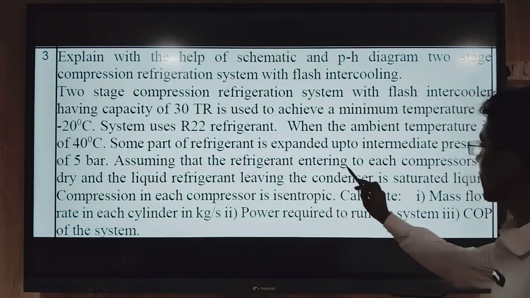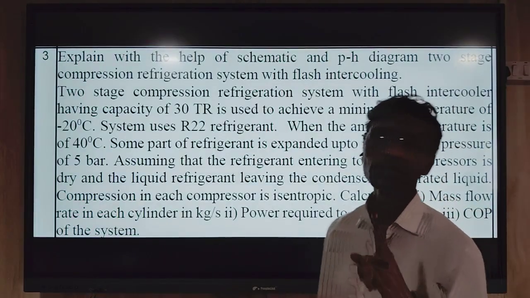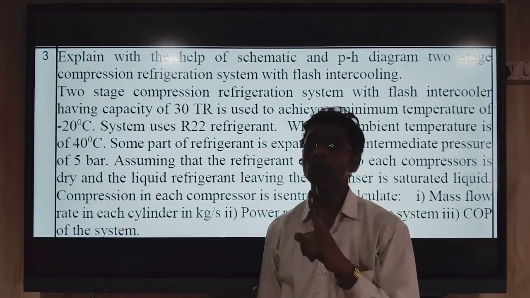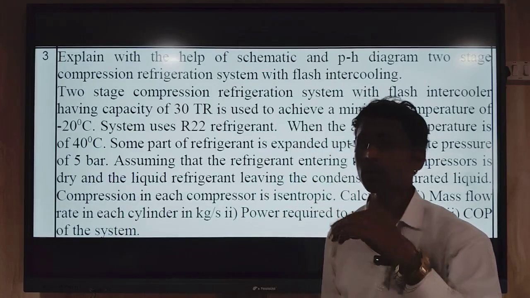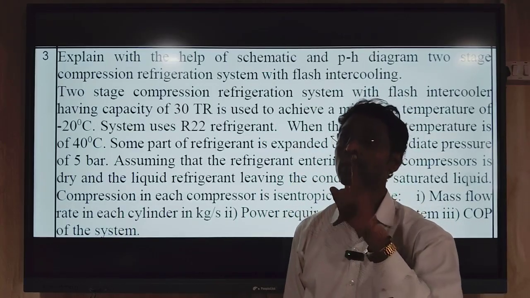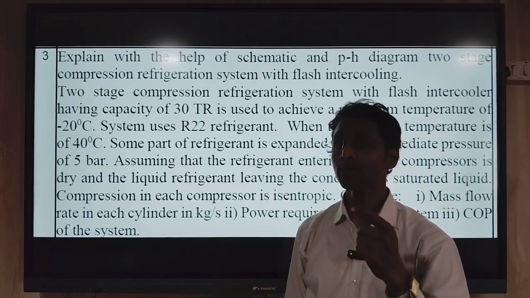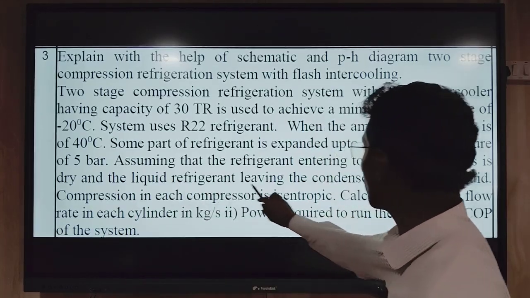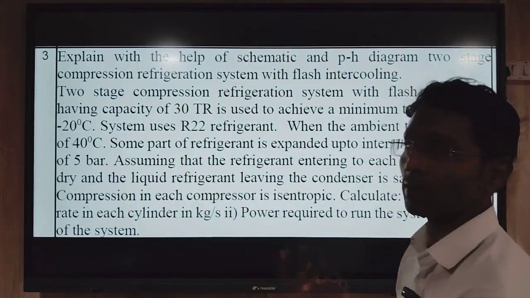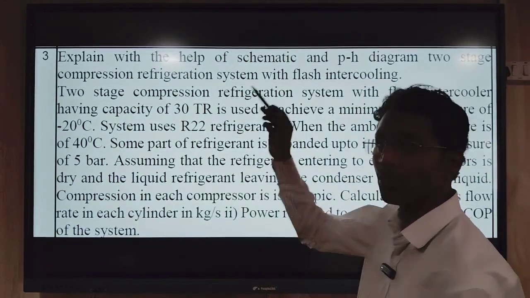Assuming that the refrigerant entering each compressor is dry, that is, the condition at the low pressure compressor inlet, point number 1, and the condition of the vapor passing to the next compressor, point number 3, both these points will be dry saturated. Then the liquid refrigerant leaving the condenser, after the condenser what point will come there? That point will be on the saturated liquid line.